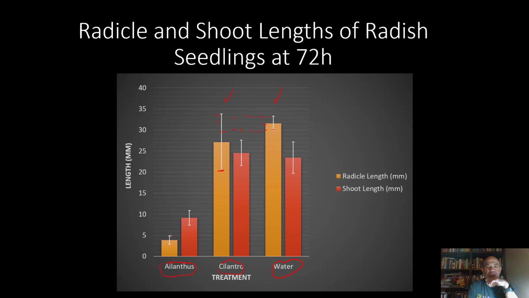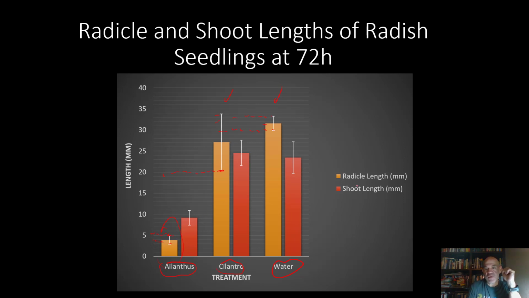But look what happens when we look at the Ailanthus. Not only is the mean way down here, but look at the top of the error bar range for our test ranges. That highest value is around 5. The mean is lower than that, okay? If we look at the lowest value on these error bars, they don't overlap with these. They don't have the similar numbers. So that means that the Ailanthus radicle length, the radish treated with Ailanthus, had significantly smaller radicles. So that would suggest that Ailanthus has an effect on growth of radicles.